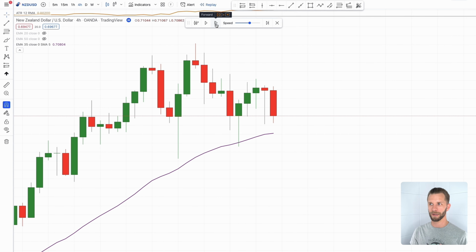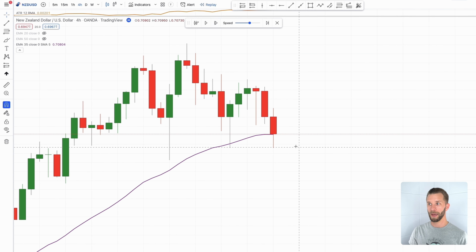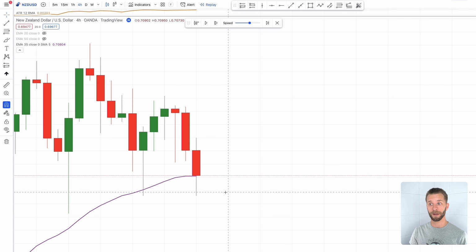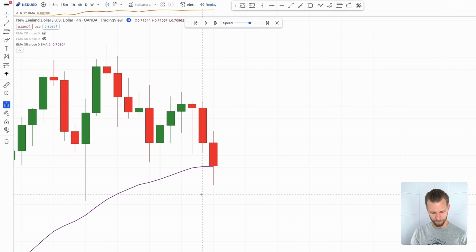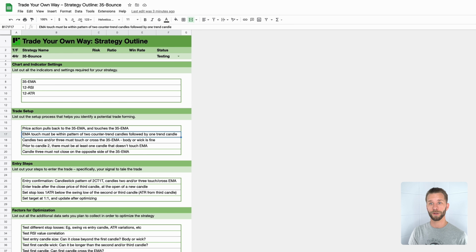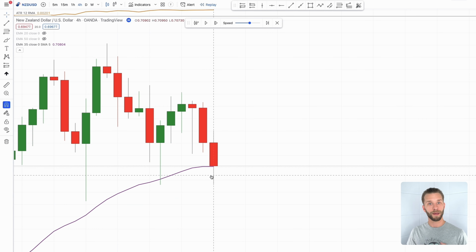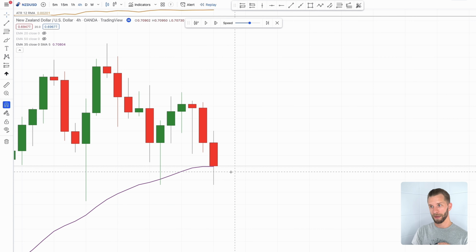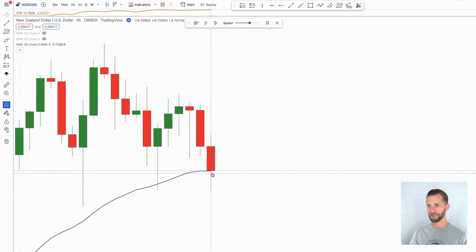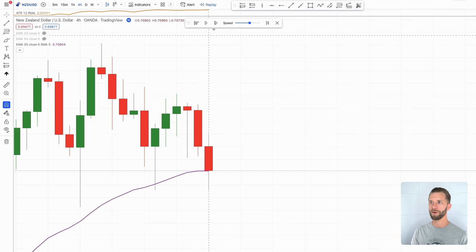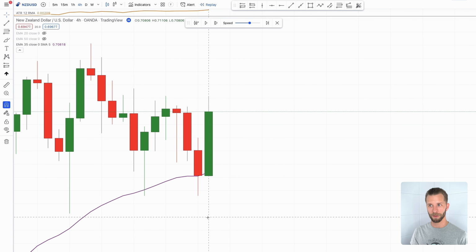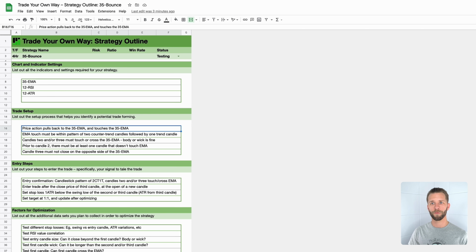I'm going to use the button just to click forward to watch what's happening. And here we have another potential setup happening. We have a cross of the 35. So if we once again review the first point, price action pulls back to the 35 EMA and touches the 35 EMA. It has touched the 35 EMA and it looks like it's just bounced back, so the body's just closed above it. So if we move on to our next candle as well, we get a big green candle following that. So we can move on to point 2.